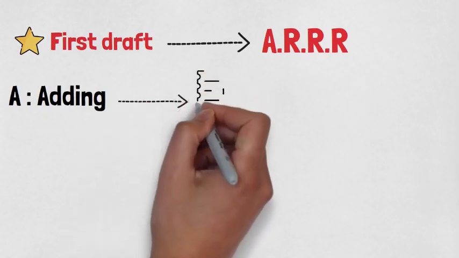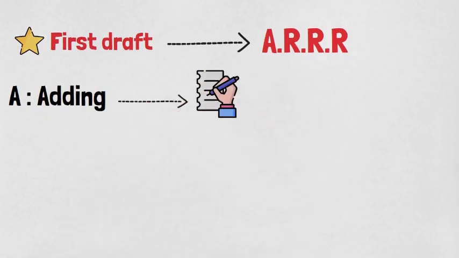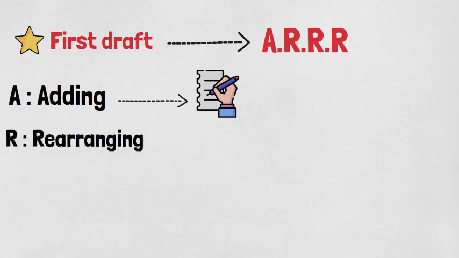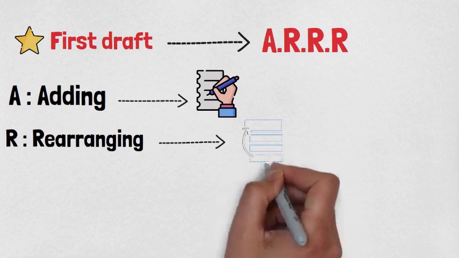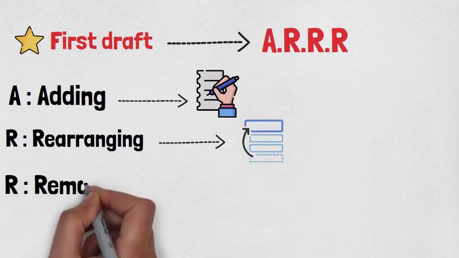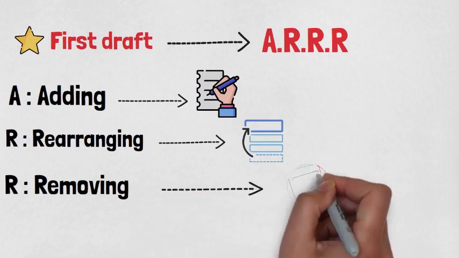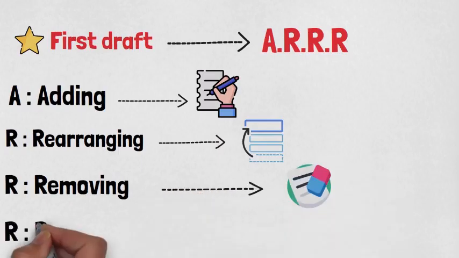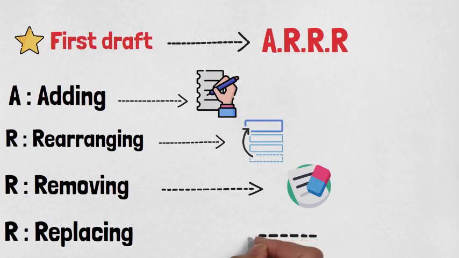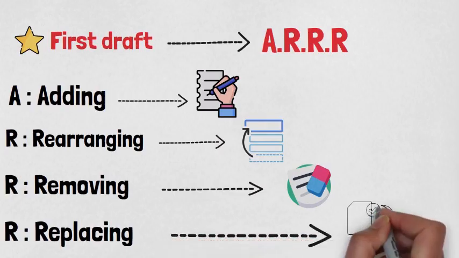It means that you add new words, verbs, adjectives, adverbs, etc. Rearranging means that you rearrange sentences and words. Removing means that you delete this word or this sentence. Replace means that you exchange words or sentences for another one.